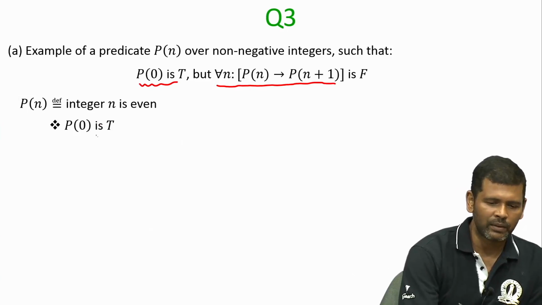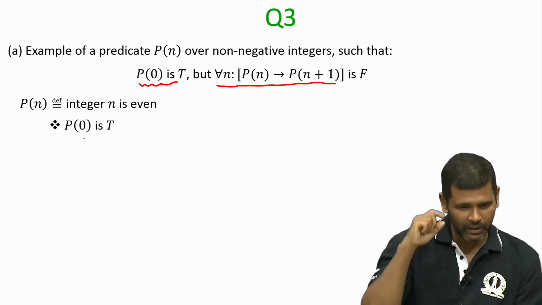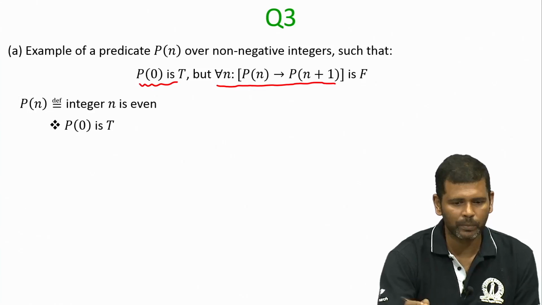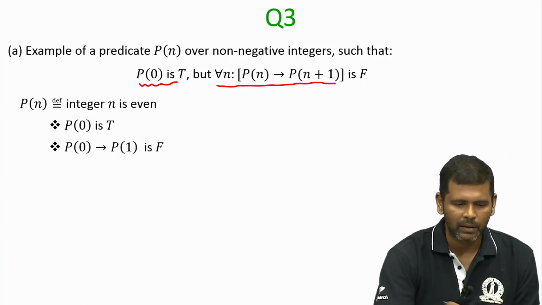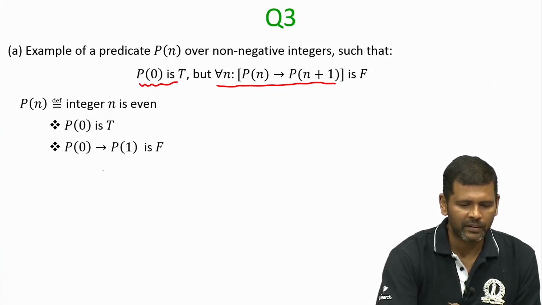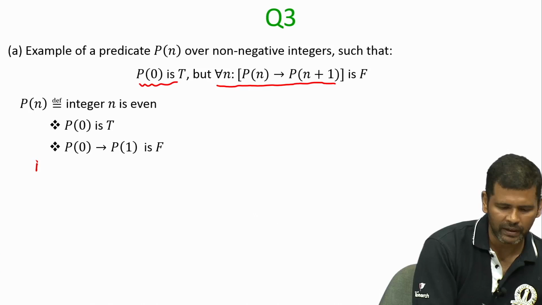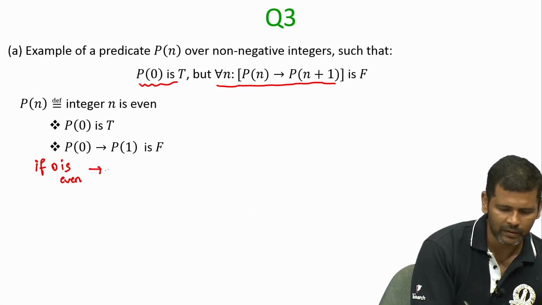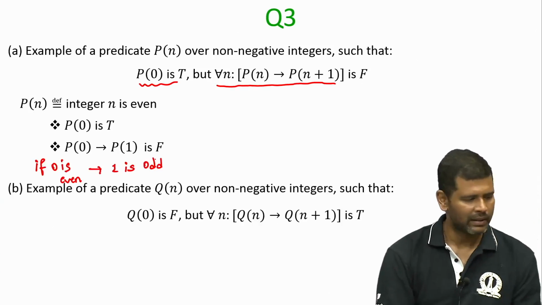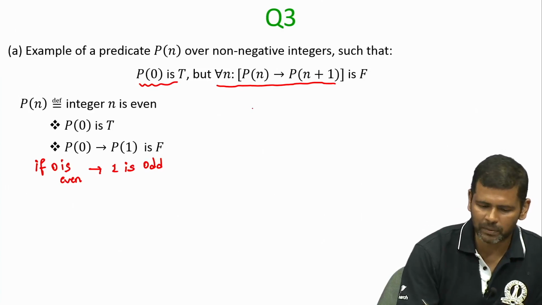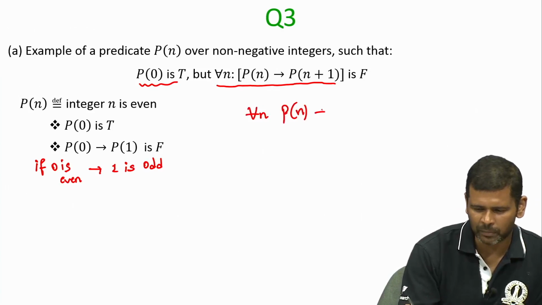When I substitute n equal to 0, the resultant proposition is that 0 is an even integer, which is a true proposition. But what about the statement p of 0 implies p of 1? It is false, because p of 0 is: if 0 is even, it implies 1 is odd, which is clearly a false implication. And since p of 0 implies p of 1 is false, for all n, p of n implies p of n plus 1 is automatically false.